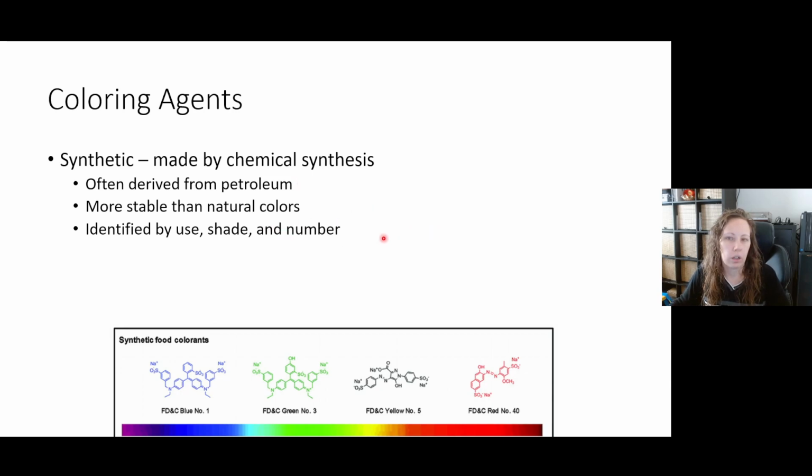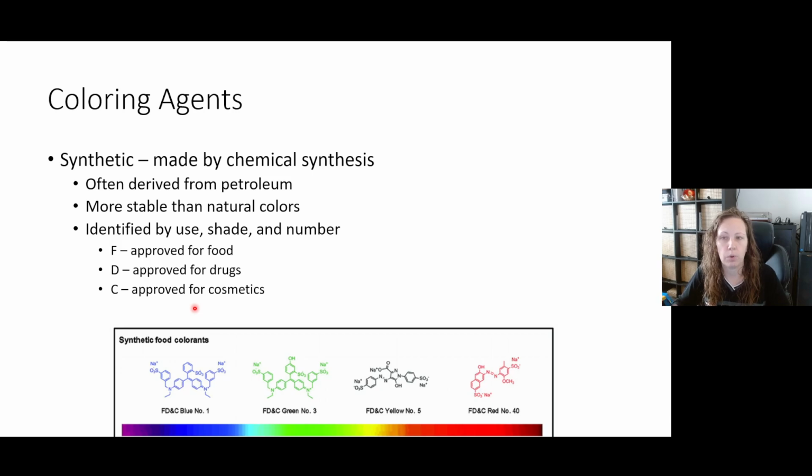Whenever these are listed on the label, they're going to be identified by their use, their shade, and their number. And so you'll often see these labels kind of like these in the ingredient statement, right? FD&C yellow number 5. And so their use is the FD&C part. And what those letters mean is F means it's approved for use in food. D means it's approved for use in drugs, and C means it's approved for use in cosmetics. And so all coloring agents have this identifier with them.